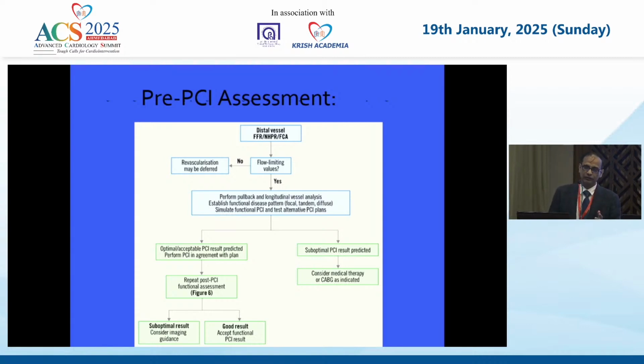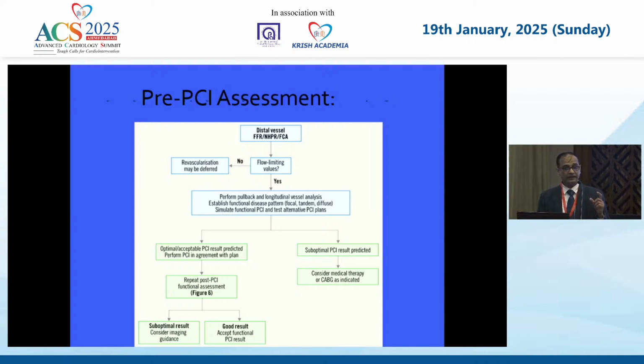Now we've also moved on to doing pre-PCI assessment with physiology. Sometimes when you have tight lesions or a single lesion, you always assume that that's the region for the step up. But if you do have flow-limiting lesions, in our lab, we have now switched to actually doing a pullback prior to doing the PCI, because the pullback shows where the maximum delta is or where the maximum stenosis is. Sometimes you can be surprised, you go in with a plan and it makes you change your plan. It makes you think about what you're doing.